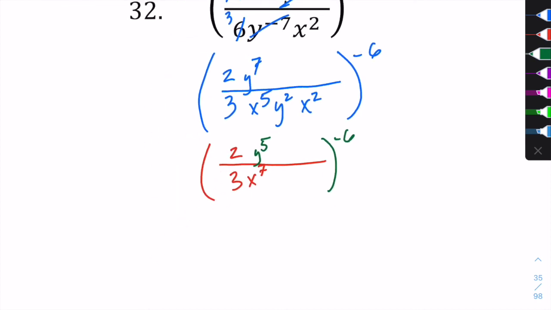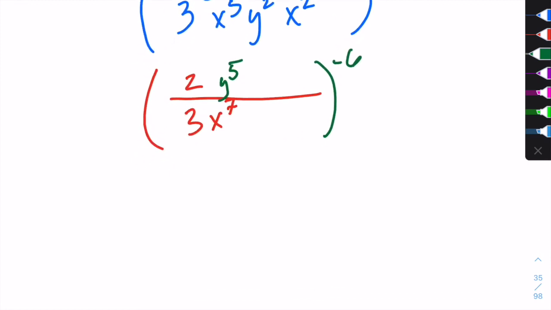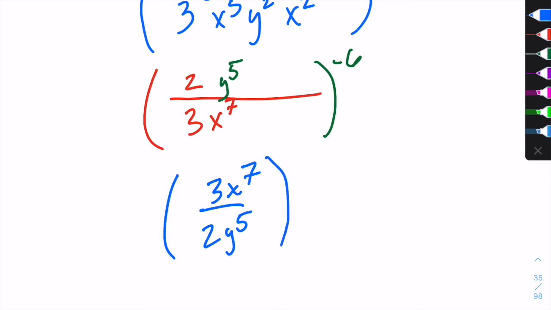Okay, so we still have a couple of choices. We could distribute this negative 6 to everything right now. That's one option. Another option we could do is if we didn't want to distribute the negative 6 to everything because it's negative and it's going to make everything negative and then we're going to have to flip everything, we could flip it right now. I'm going to put the 3x to the 7th up top and the 2y to the 5th down below. If I took the reciprocal of what we had, now that negative 6 is going to become a positive 6. Hey, that's going to be a little bit nicer. We'll get rid of our negative exponent steps there. So that's definitely an option for us.